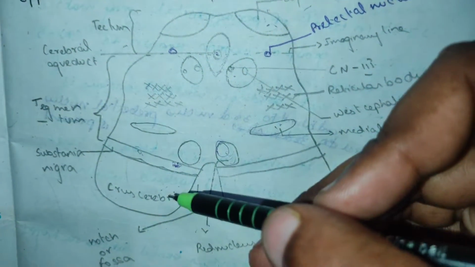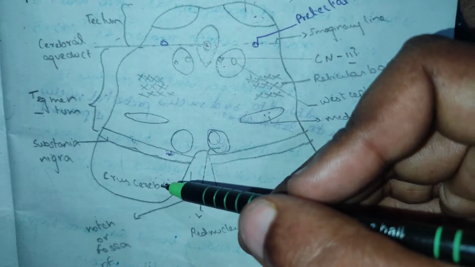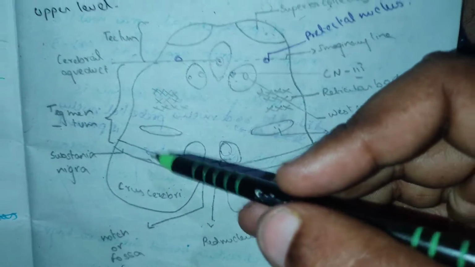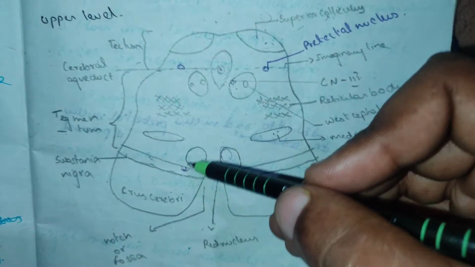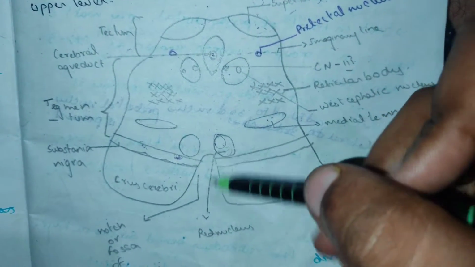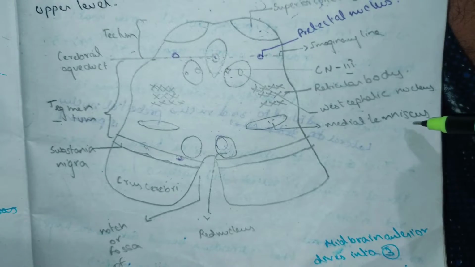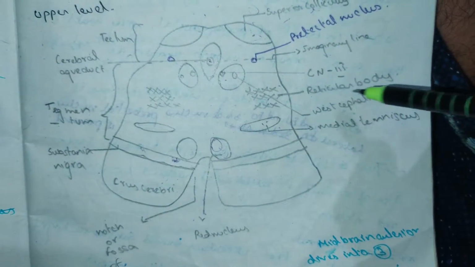This is the image which has the crus cerebri. This contains the pontine fibers and corticopontine fibers. And this is the substantia nigra, which has a neuropigmental layer. Lateral to it there is a big nucleus known as the red nucleus. Lateral to the red nucleus there is the medial lemniscus. Behind it the reticular formation is present.